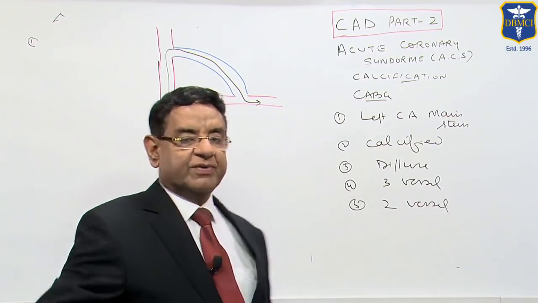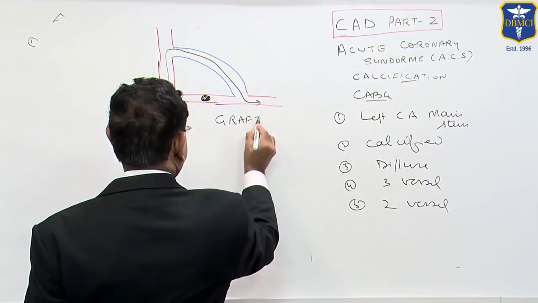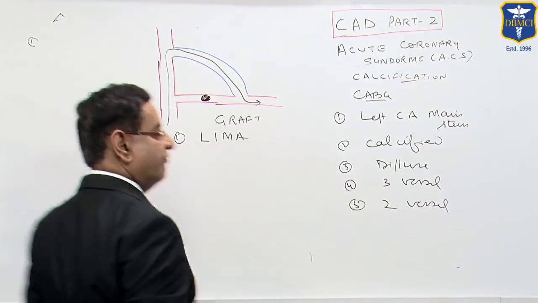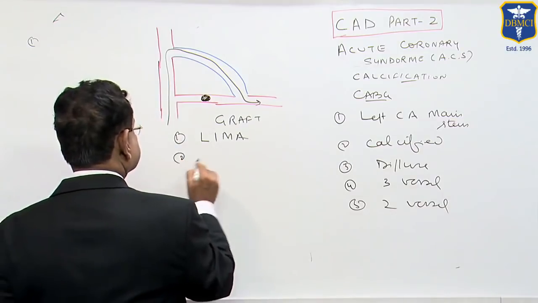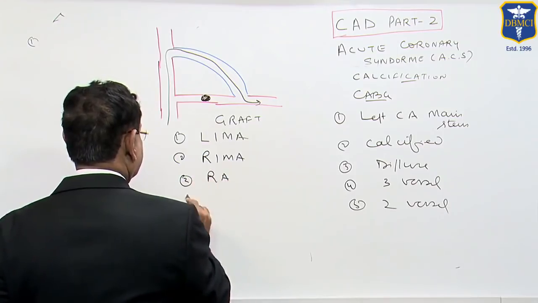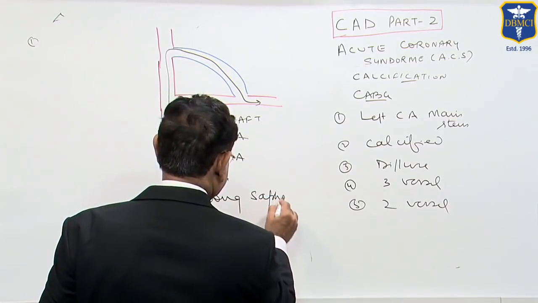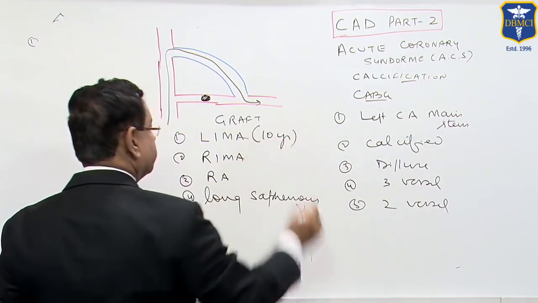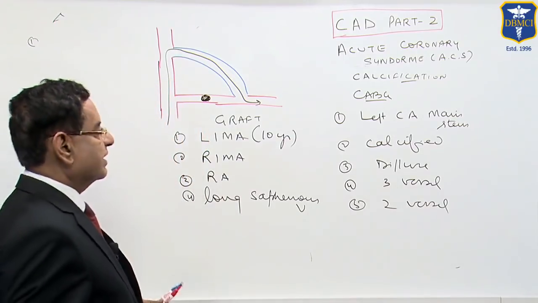Now what grafts are used? The grafts used are LIMA, left internal mammary artery graft. This is the best graft. Second is RIMA, right internal mammary artery, radial artery, or long saphenous vein. As I told you, this is the best graft. It may last for about 10 years. This is the basic principle of coronary artery bypass surgery.